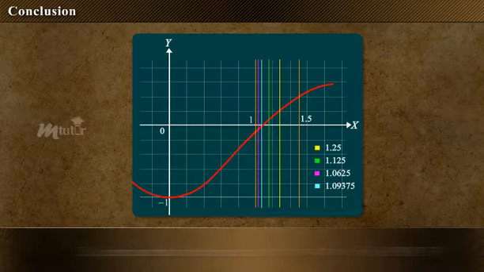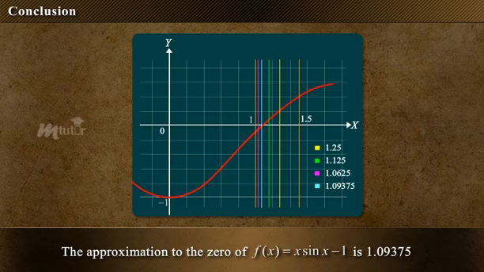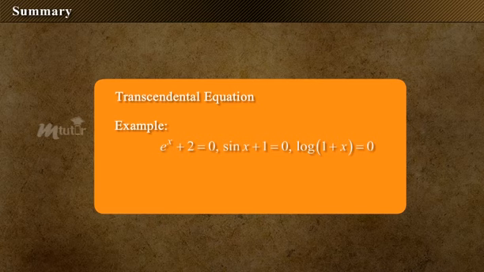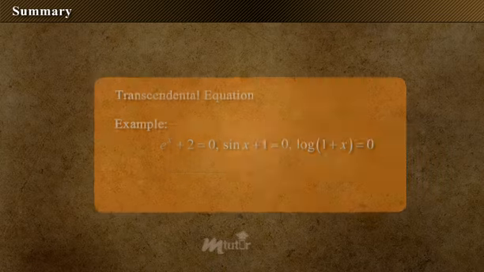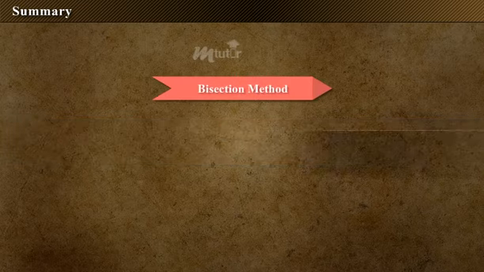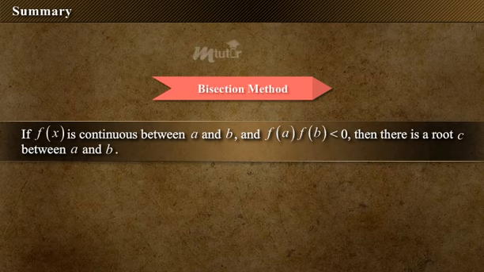Conclusion. Thus, in this lesson, we've learned to find the zero or root of transcendental equations using bisection method. Let us summarize what we have learned. An equation which contains trigonometric ratios, exponential functions or logarithmic functions is called as a transcendental equation. The bisection method is a numerical method for estimating the roots of a transcendental equation of the form f of x is equal to 0. If f of x is continuous between a and b, and f of a and f of b are of opposite signs, then there is a root c between a and b.